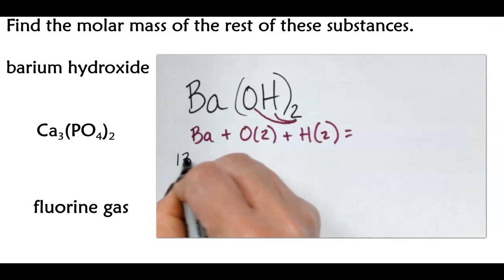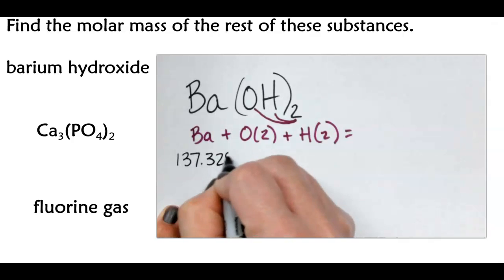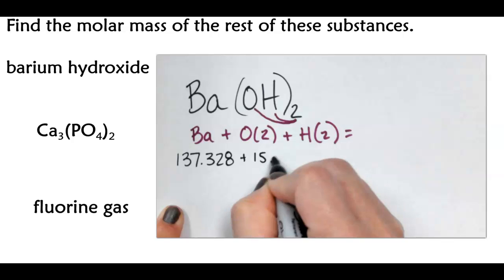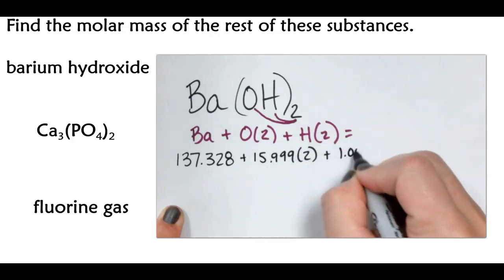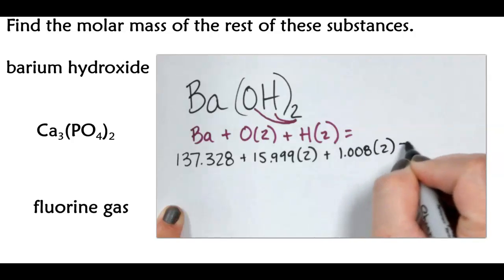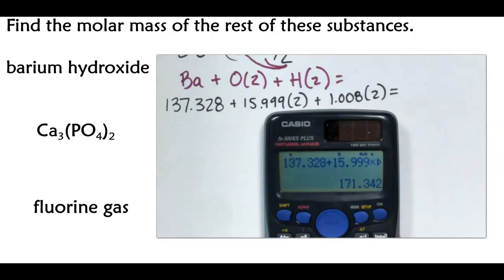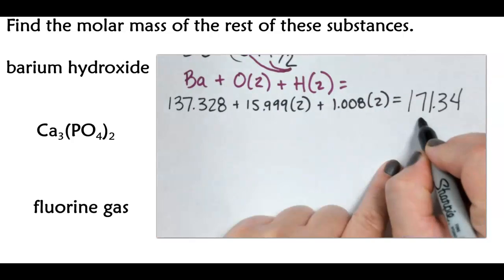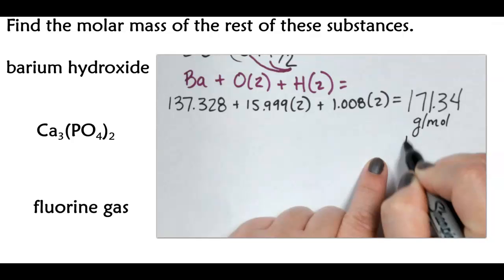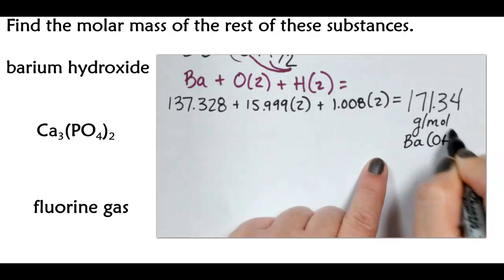So we have 137.328 plus 15.999 times 2 plus 1.008 times 2 equals 171.34. And that's grams per mole of barium hydroxide.